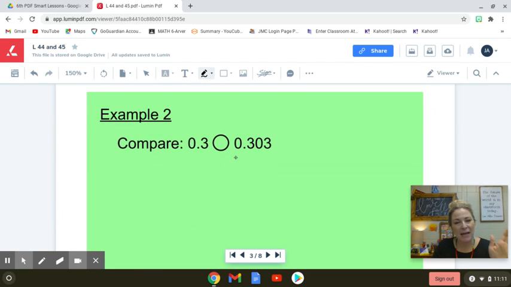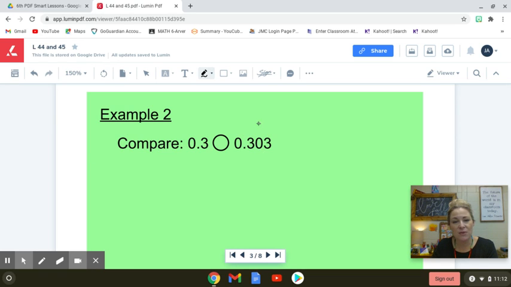Let's look at comparing two decimal numbers. In this case, it's really helpful to know that you can add extra zeros to a decimal number in an effort to compare them side by side. So I have a decimal number here that just goes 1 decimal place value past the decimal, and then this one goes 3 places past.